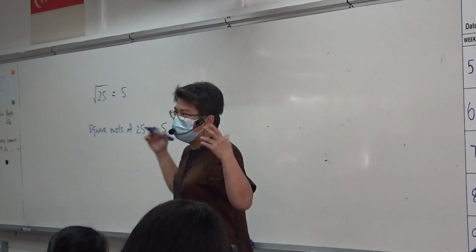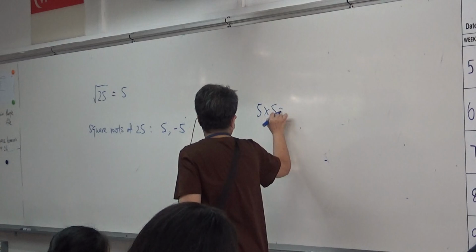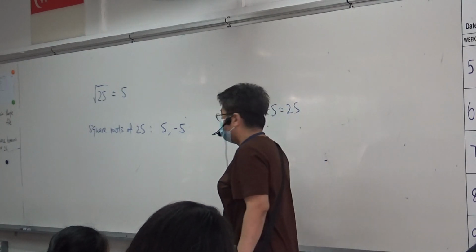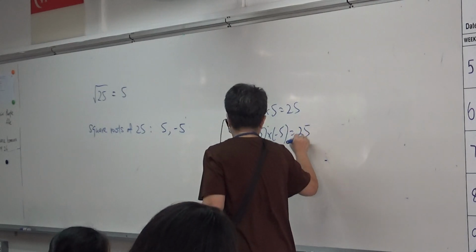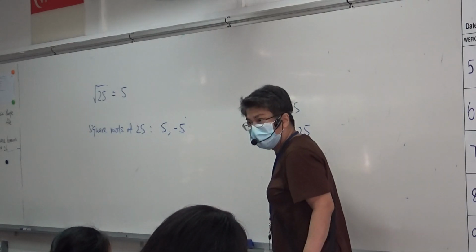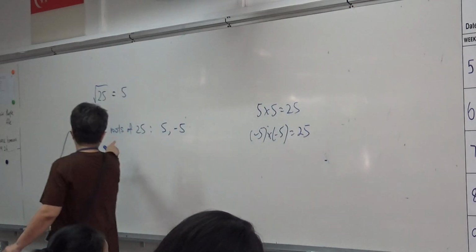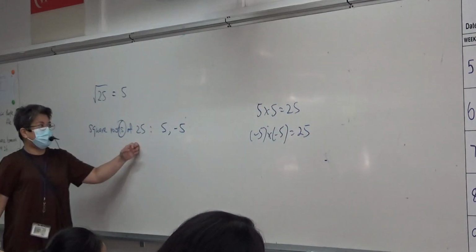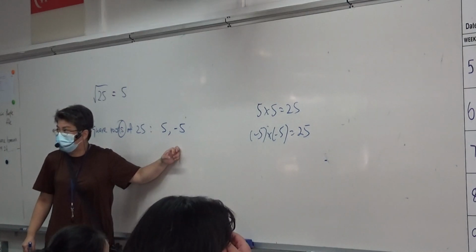Why? Some people ask me why, right? Okay, all of you look. Go copy and do. Do you agree 5 times 5 is 25? What about negative 5 times negative 5? It's positive 25. Can you see it? That's why when we talk about square roots of 25, it is 5 and negative 5. Understand? Can you see that?